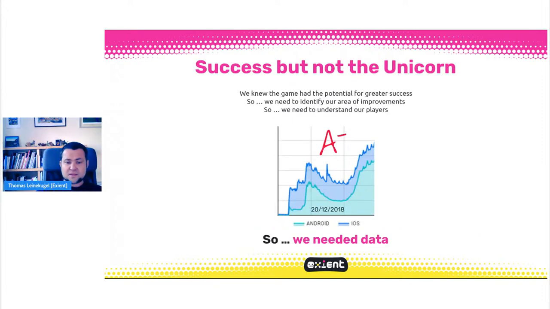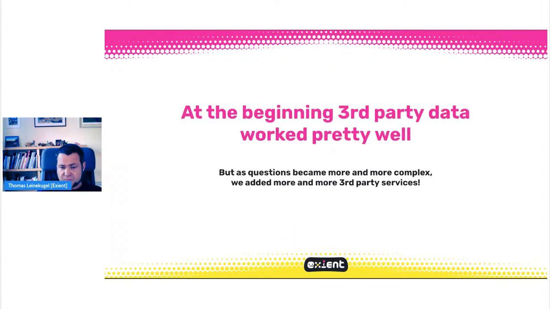So that was a success, but that was not the unicorn. Lemmings is a great game, but we knew we had potential for an even greater success. So we needed to identify where we could improve, and we needed to understand our players. So we needed data, a lot of data. We had so many questions. And at the beginning, third-party data worked pretty well for us.